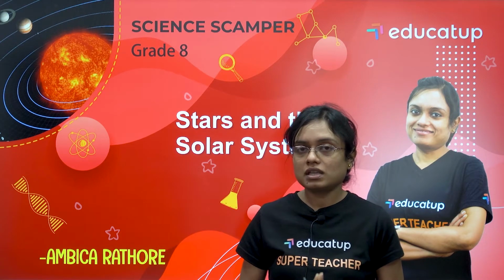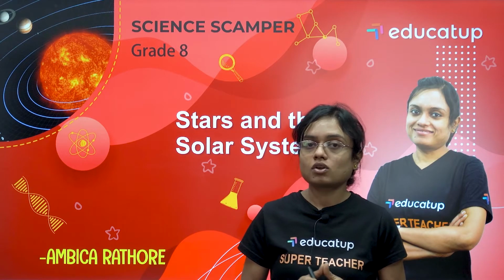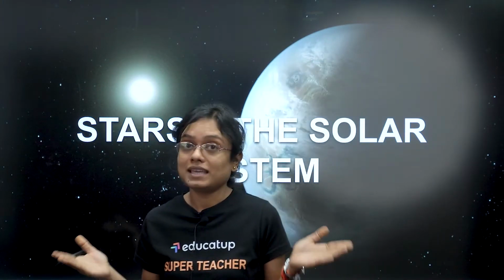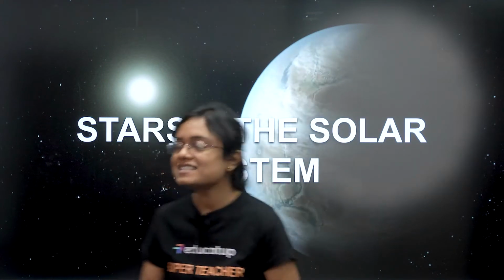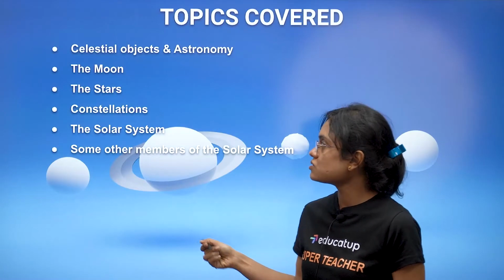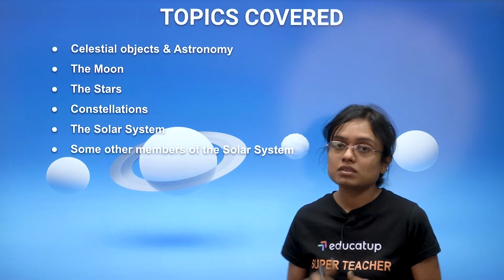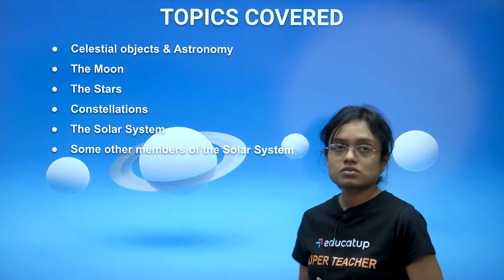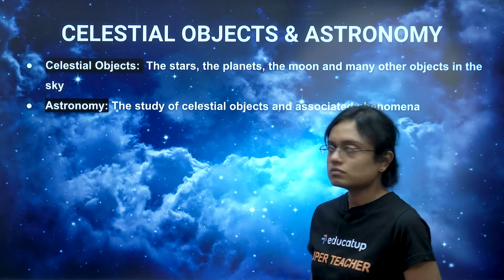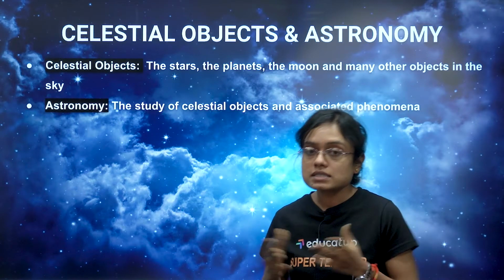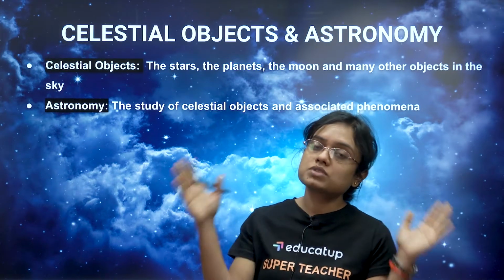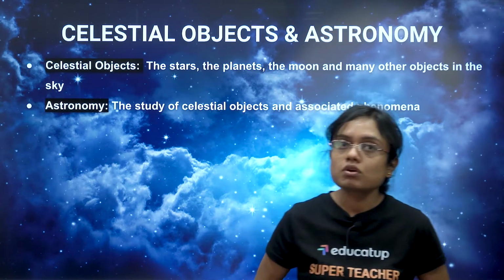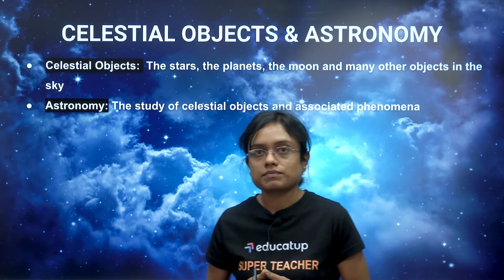Now, without any further delay, let's commence today's session, and the topic for the day is stars and the solar system. Yes, something about the sky, isn't it? So the topics which we are going to discuss today are celestial objects and astronomy, the moon, the sun, the stars, constellations, the solar system, and some other members of the solar system as well. Celestial objects and astronomy: the stars, the planets, the moon, and many other objects in the sky. Objects in the sky are known as celestial objects. Astronomy is the study of these celestial objects.